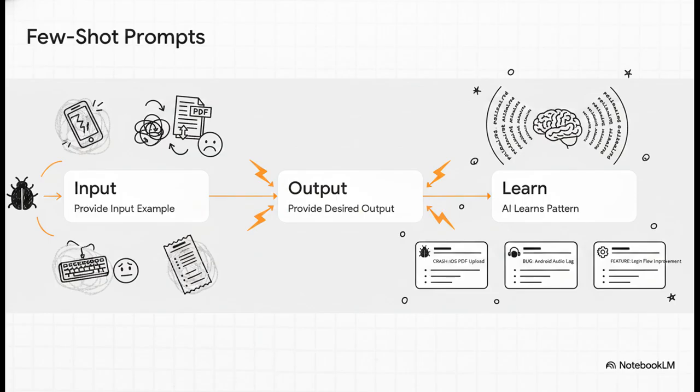For instance, say you wanted to classify bug reports. You provide 3 examples of messy user feedback paired with your perfect clean ticket title format. Then, when you give it a brand new piece of feedback like, the app crashed when I uploaded a 10-megabit PDF on iPhone, it guarantees a perfectly formatted, correctly classified ticket title every single time.